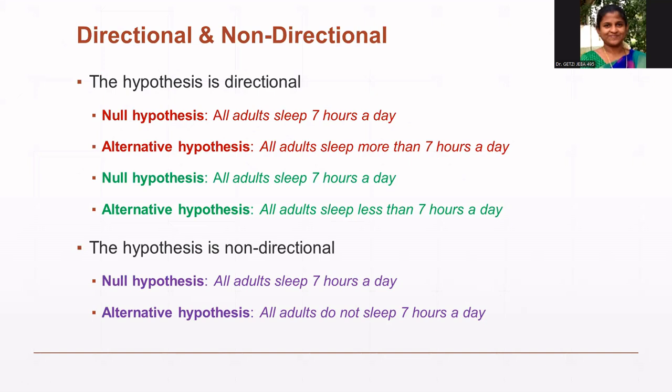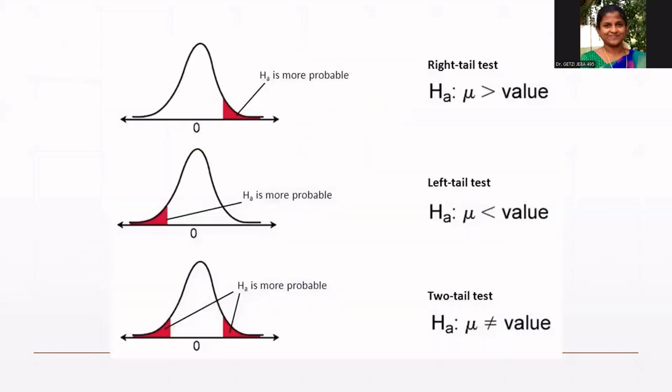Okay, so explicitly sometimes in the question, the right side or left side is mentioned. In that case, you can go for a directional hypothesis. Sometimes a non-directional hypothesis will be given, very explicitly in the question: all adults sleep 7 hours a day, all adults do not sleep 7 hours a day. In that case, you can go for it. Otherwise, you can choose any one, either a directional hypothesis or a non-directional hypothesis.